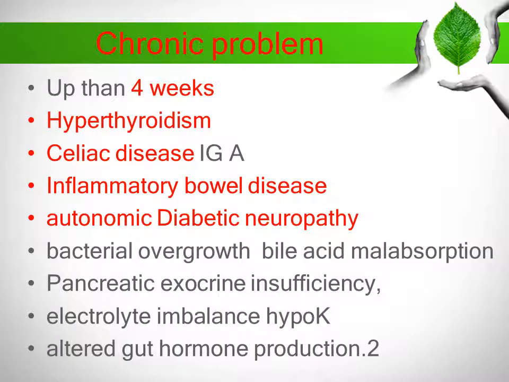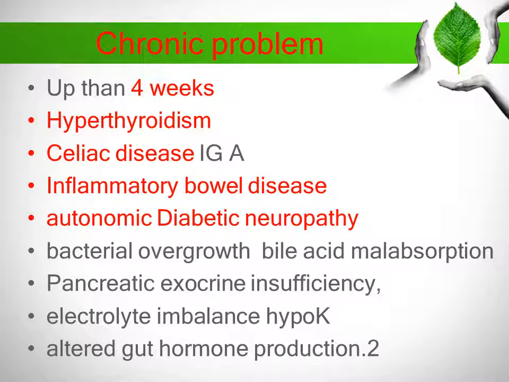If diarrhea persists or lasts more than 4 weeks, you have to check thyroid condition to rule out hyperthyroidism and celiac disease by dosing EGA and some antibodies. And also we have to rule out inflammatory bowel disease.